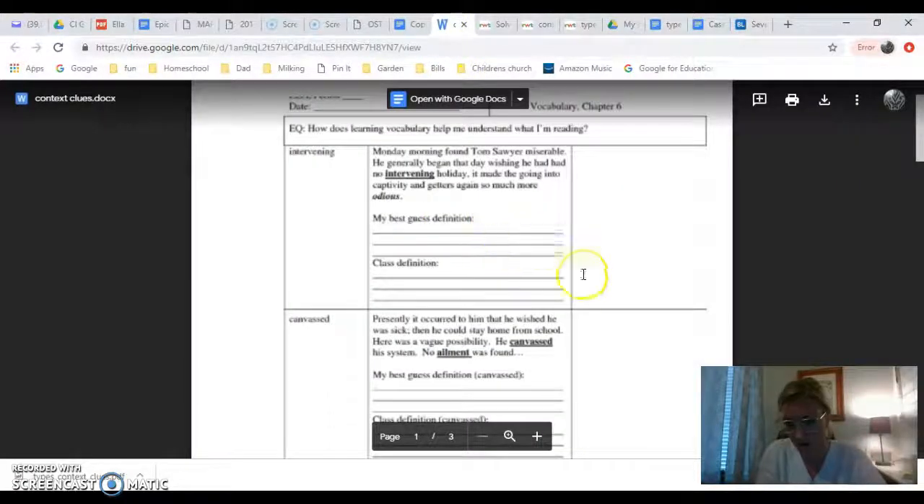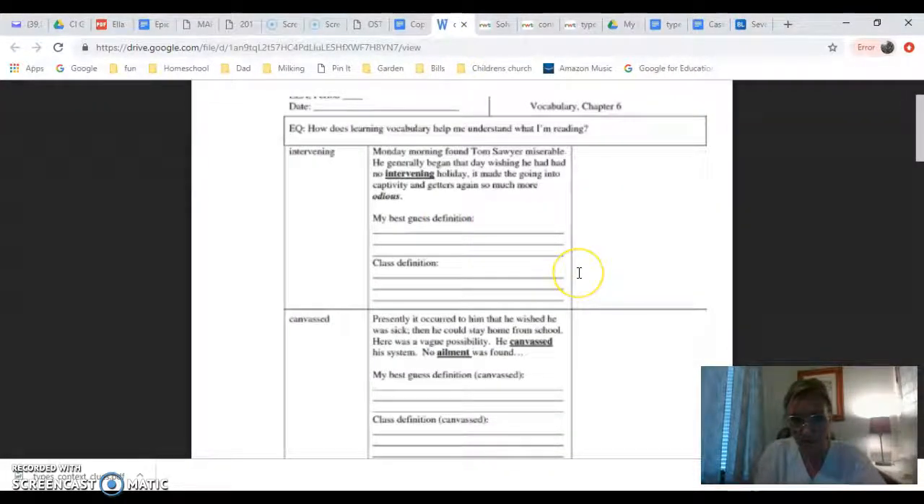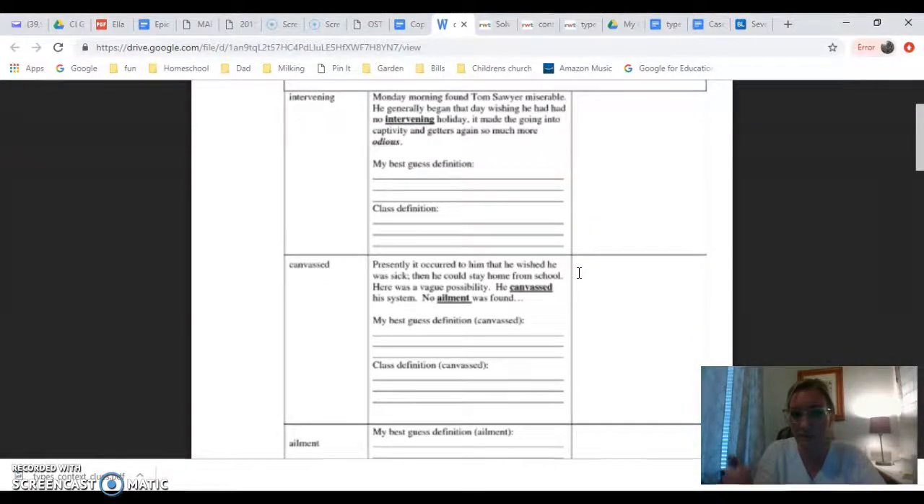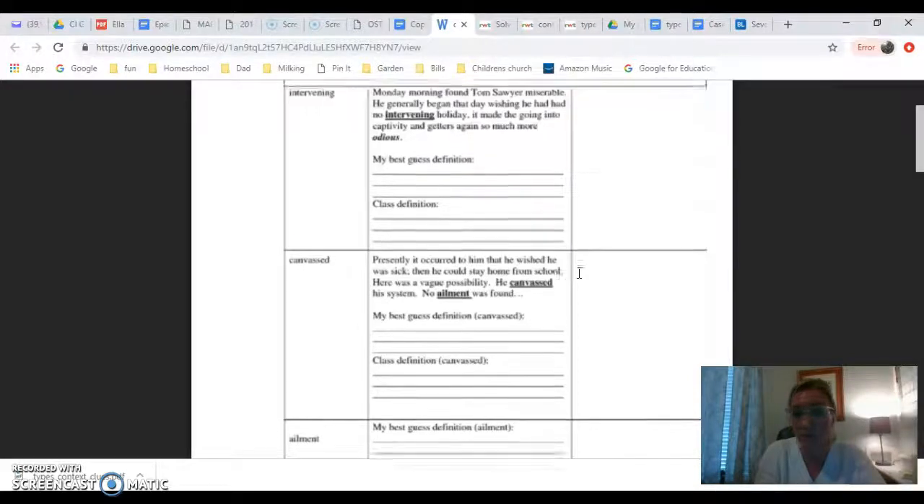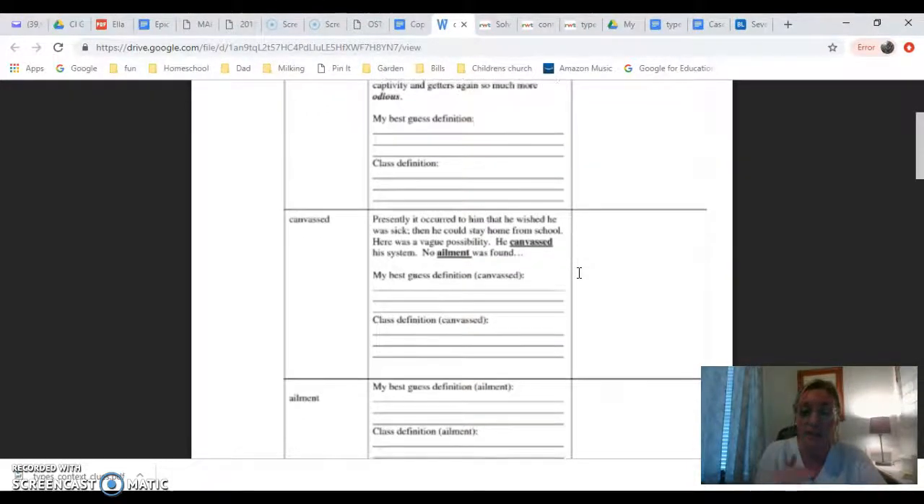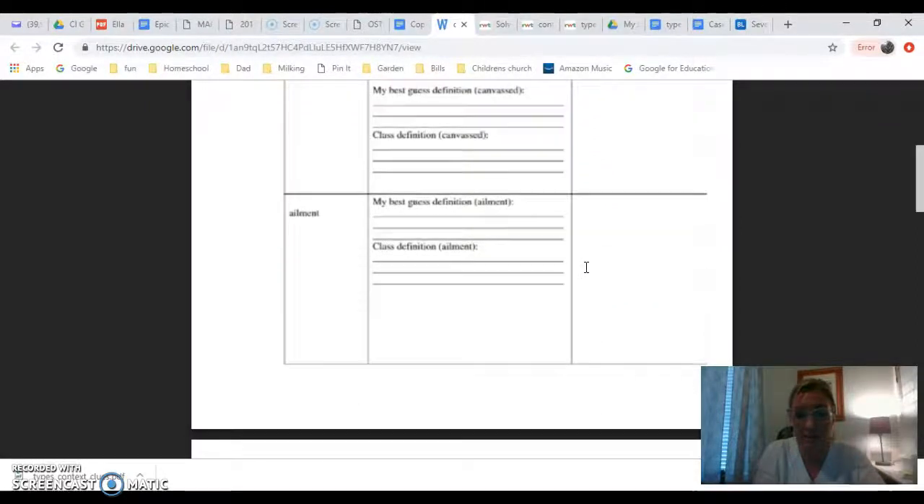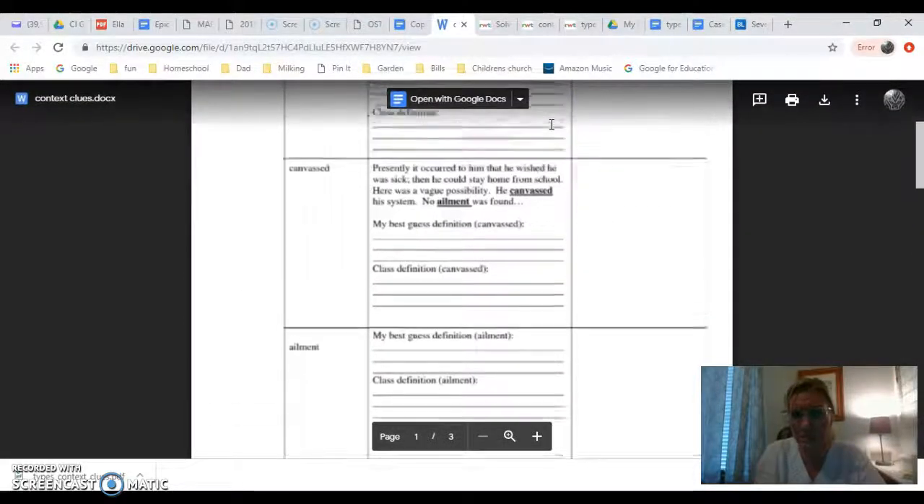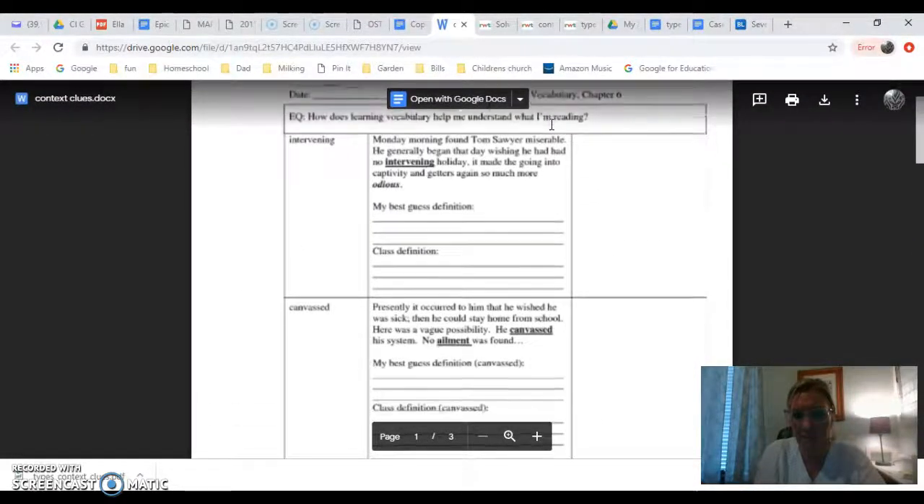I've got a copy here of how does learning vocabulary help me understand what I'm reading? And it just gives a passage from Tom Sawyer with an unfamiliar word, and the student would need to make their best guess, and then we would go through the definition together, and possibly use the word in a new sentence. So we would go through this together.